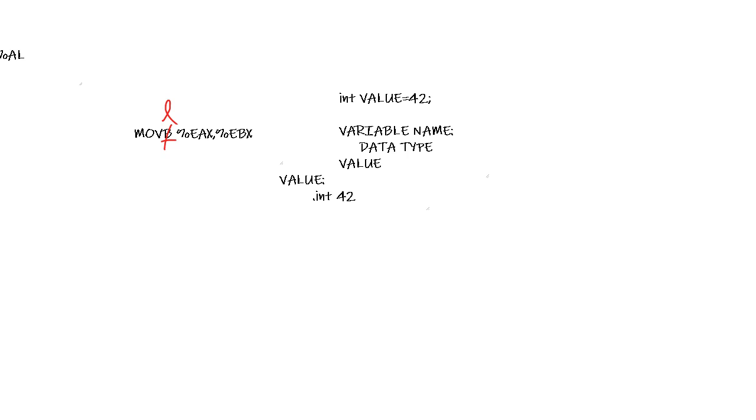Value is the name of the variable. To show that it's the name of the variable, it ends with a colon, and then comes dot integer. The dot stands for an assembler directive. Integer shows it is of the integer data type, and it is going to take the value 42.